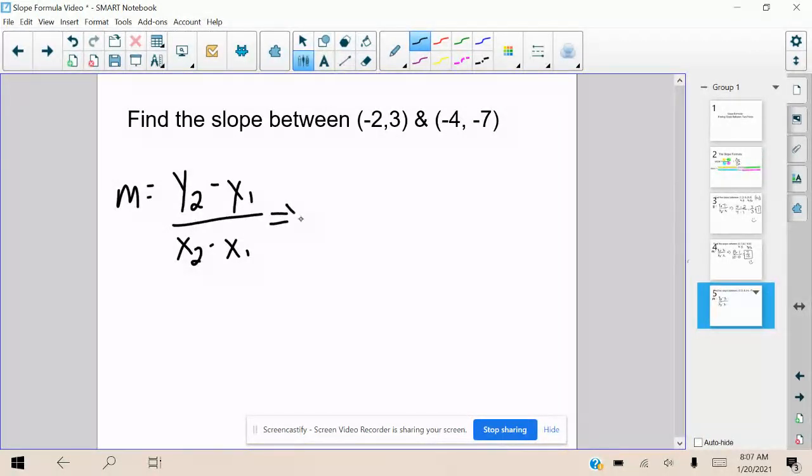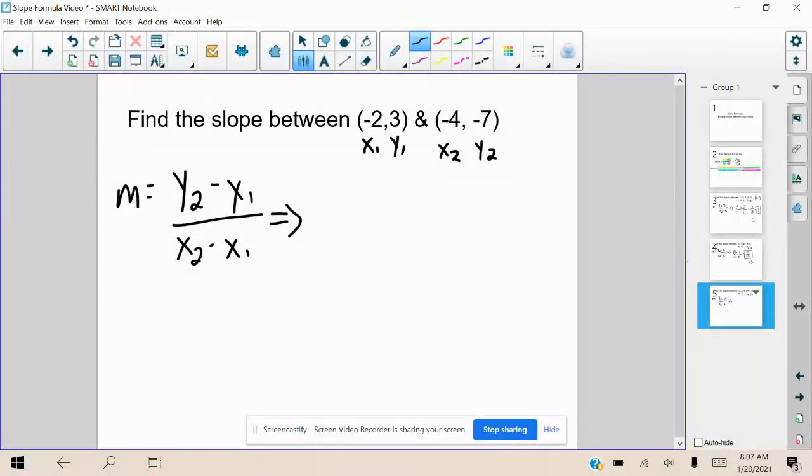Let's go in. Let's identify my x sub 1, y sub 1, x sub 2, y sub 2. Well, the first coordinate point that appears is (-2, 3). So -2 is my x sub 1, 3 is my y sub 1. The second point is (-4, -7). So that's my x sub 2, y sub 2. And again, now all we need to do is substitute in these values.